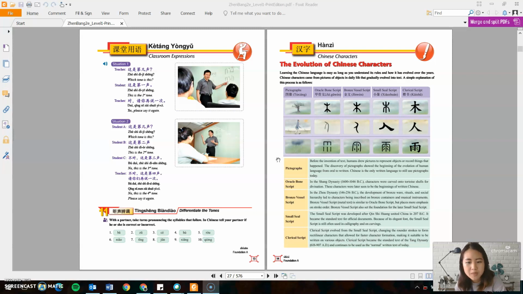Oracle bone script. In the Shang dynasty, from 1600 to 1046 BC, characters were carved onto tortoise shells for divination, which means fortune telling. These characters were later seen to be the beginnings of written Chinese.